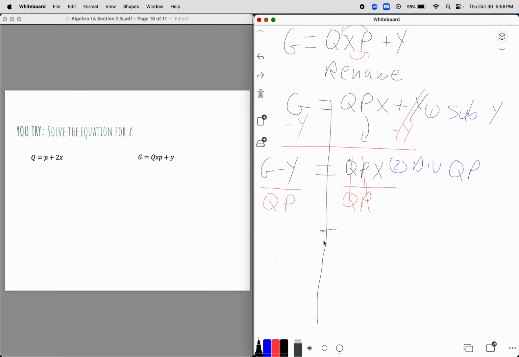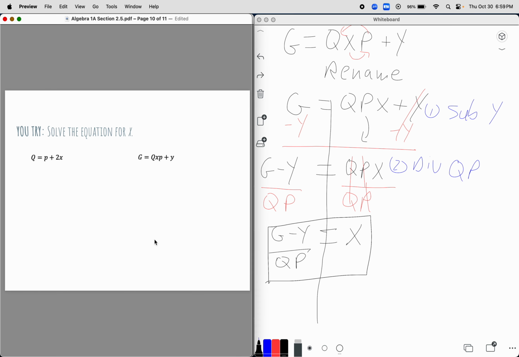Okay. And that gives me X all by itself. And that's going to be equal to G minus Y on the top, divided by Q and P on the bottom. And then I'm done. 2 steps. Subtracted both sides. Well, first we renamed, really 3 steps. Then subtracted Y from both sides, and then divided both sides by Q. Okay, that's our introduction into little equations.